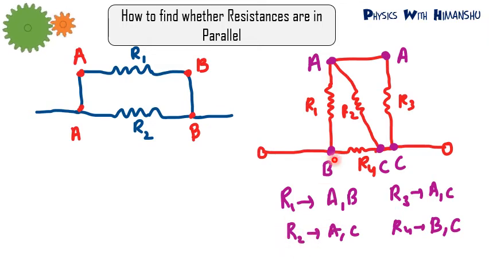Across R2 there are A and C. Across R3 there are A and C, and across R4 the points are B and C. So if you see, R3 and R2 are in series. For complex circuits, this is a way to check whether resistances are in parallel or not. This method will be very helpful for solving MCQ questions.